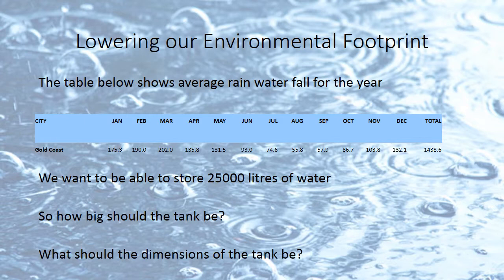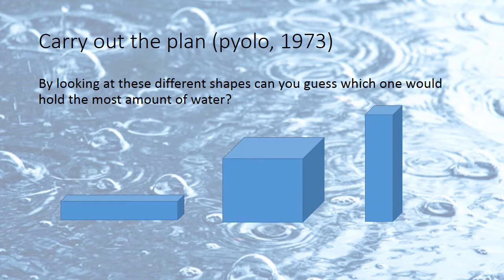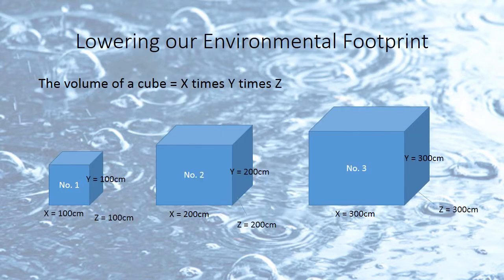We want to be able to store 25,000 litres of water because that's how much we're going to use. So how big should our tank be? What should the dimensions of the tank be? By looking at these different shapes, can we guess which one would hold the most amount of water? And that's why we need to calculate the volume. We can't tell by the shape. We can guess, but we need to have a formula.